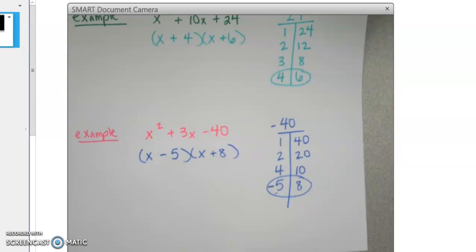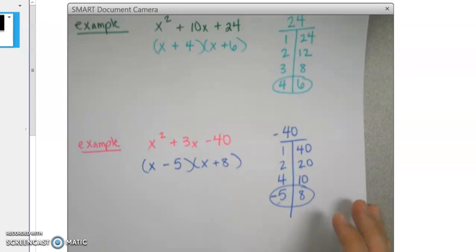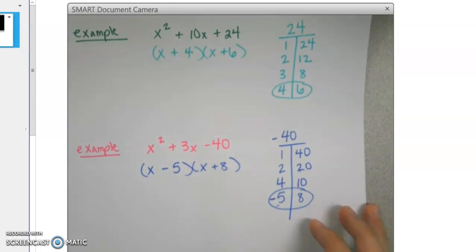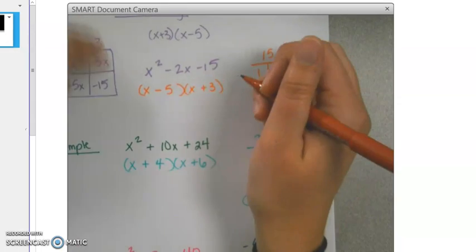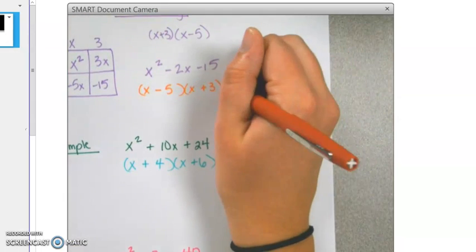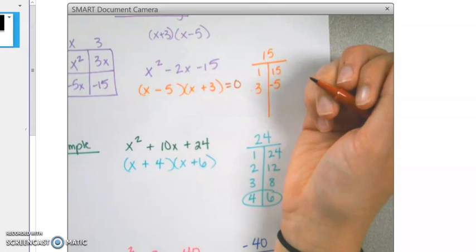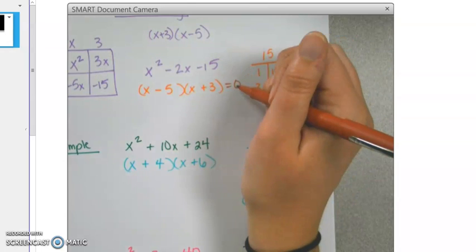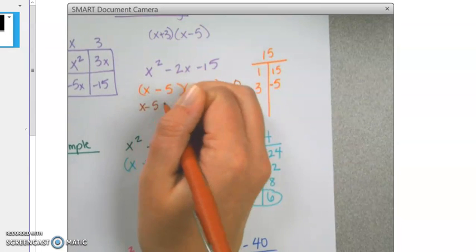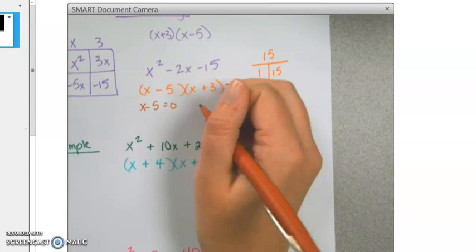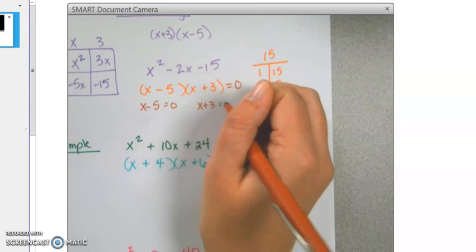Now, something we have talked about, so I just want to go back and refresh it really quick, is the difference between factors and roots. So when you're factoring, sometimes they ask you to go the extra step and find the roots. So when you're doing that, remember, I'll start with the first example. This has to be equal to 0. So when that happens, you're just setting each side equal to 0. So I have x minus 5 equals 0, and x plus 3 equals 0.